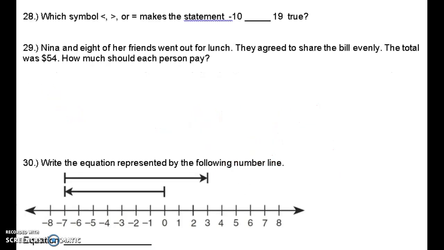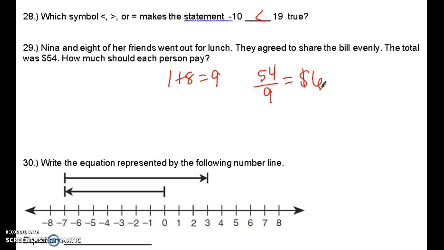Which symbol makes the statement true? Negative 10 is less than 19. Nina and her 8 friends went out for lunch. They agreed to share the bill evenly. So you have Nina plus her 8 friends, which is 9. If the bill is 54, then 54 divided by 9 is $6 a piece.